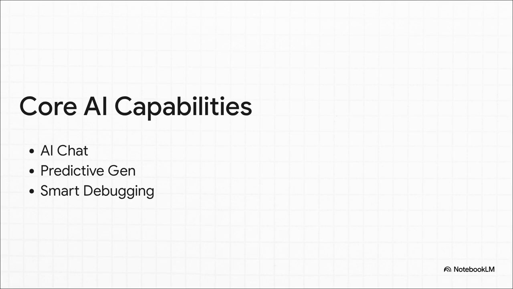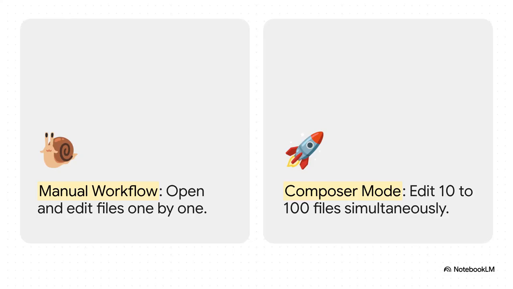And the AI finds the root cause by analyzing your dependencies. For junior developers, this is basically like having an experienced mentor available 24/7. Next up is feature number 4, Composer Mode. And honestly, this one feels like magic.